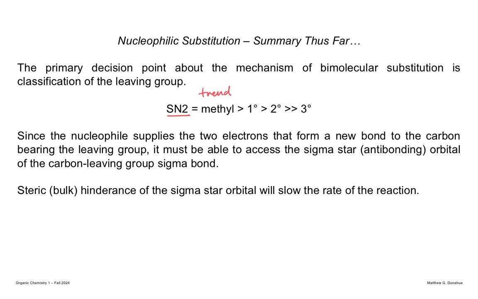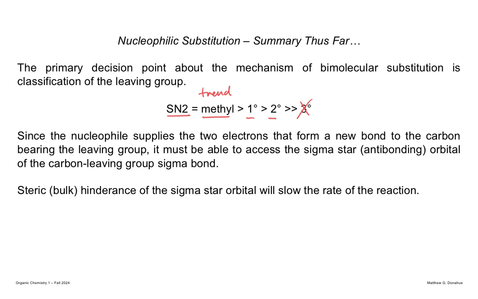So again, as we're thinking about going into the final exam, and you get these questions of which of the following will react the fastest or the slowest, I like to just make things easier for myself to put them in like a trend. So this is the trend for SN2 substrates. Again, methyl will react the fastest, followed by primary, secondary, and tertiary will not react by SN2.